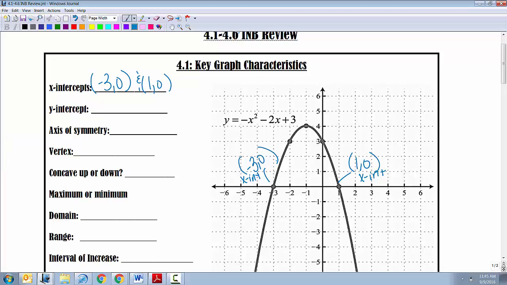Go ahead, Evan. 0, 3. Awesome. Okay, 0, 3. So this guy right here is your y-intercept, and it is at 0, 3. We're getting better at this, and that makes me very, very happy. All right, for 2 tickets, see if I get it right.